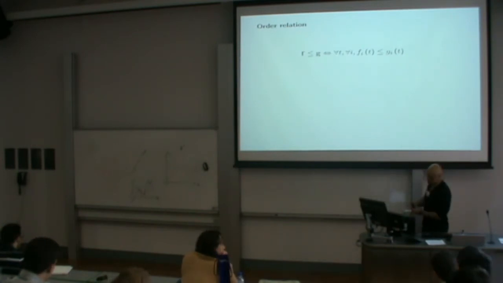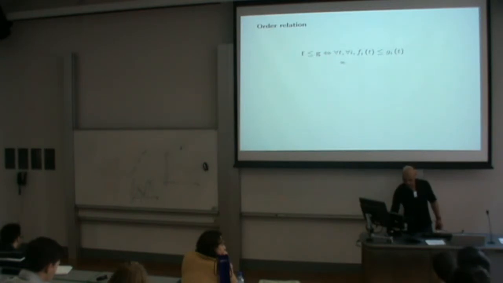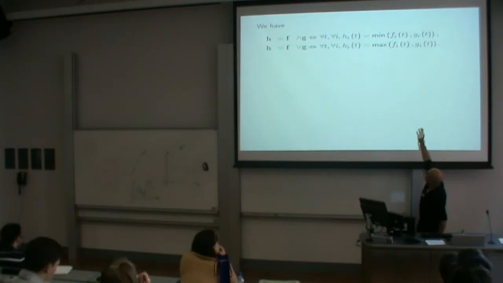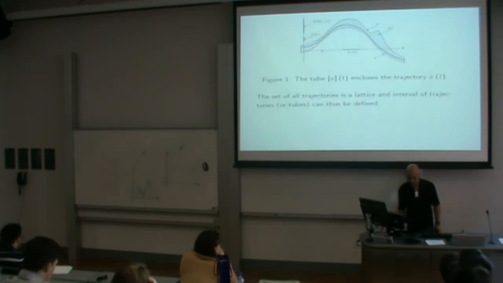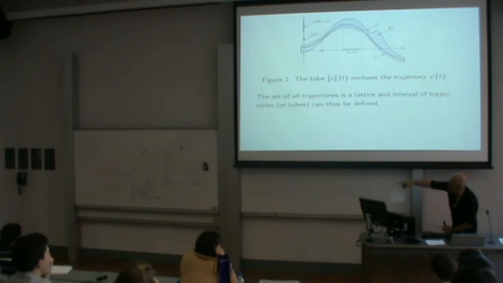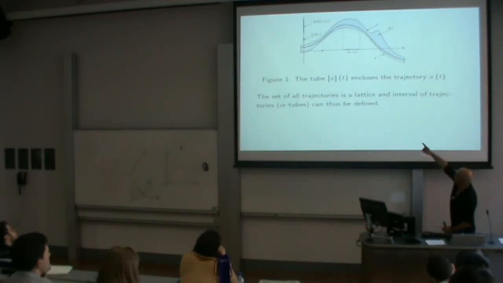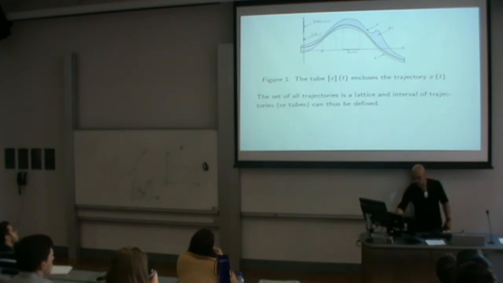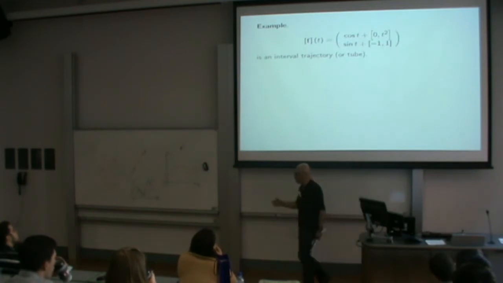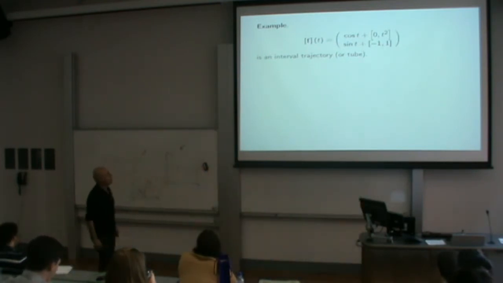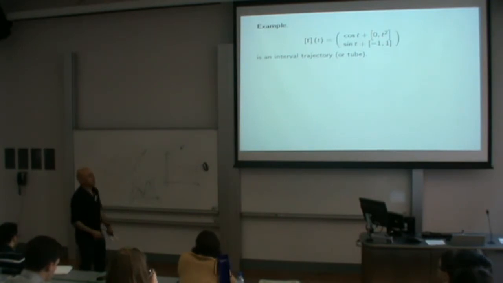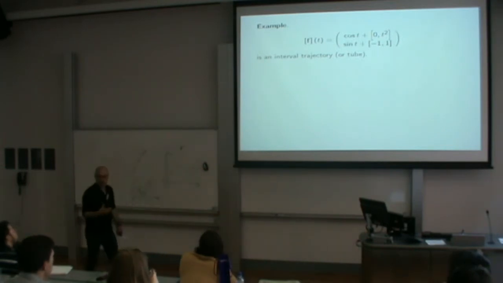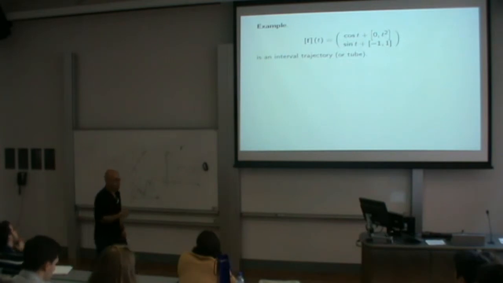So this is the order relation we consider. It means that for all components and for all t, fi should be smaller than gi, and the infimum and supremum are defined as expressed here in a formal way. Here is a small representation of what has been painted on the left. The set of trajectories is a lattice, and intervals can thus be defined, and these intervals we call tubes. So a tube is an interval of trajectories. An example of an interval trajectory is this one. For instance, I took cos t, sin t, and I added an interval which depends on t. A typical interval trajectory. So this interval trajectory will be, for us, a way to represent uncertain trajectories for our robots.